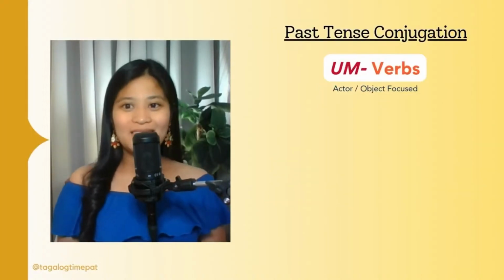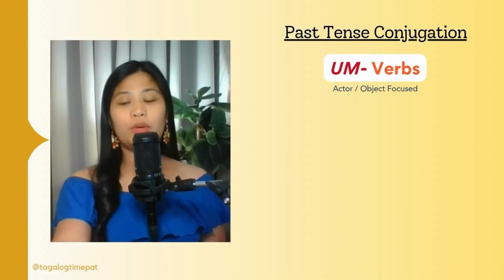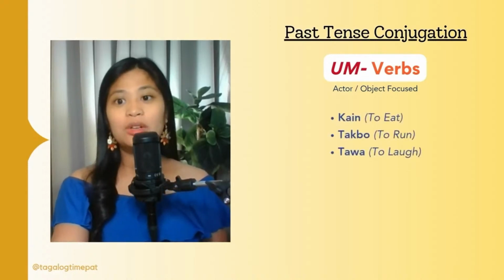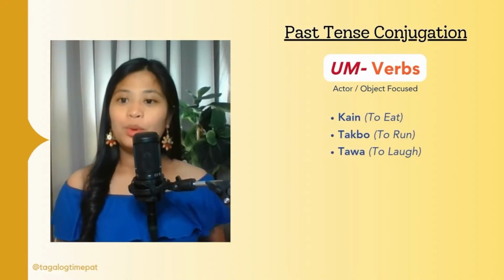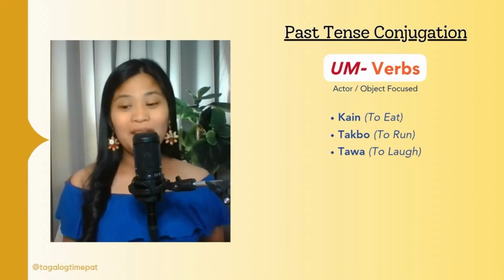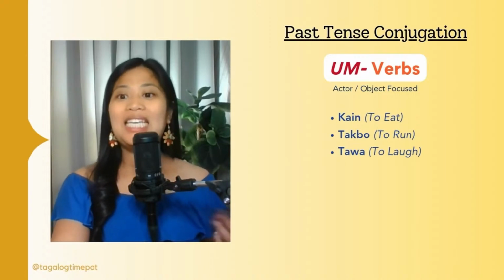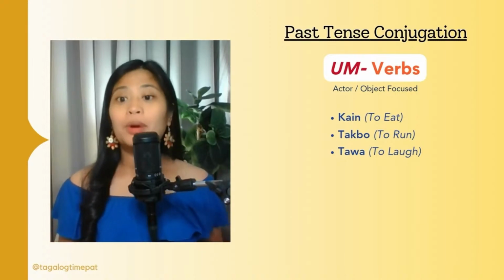All right, so now let's take a look at um verbs. These can be actor or object focused depending on the context, and here are some examples. Kain means to eat, takbo means to run, tawa means to laugh. And again, you might be wondering, why are these um verbs? There is no um in there. Um is the infix that is put into the word to conjugate it in the present tense.